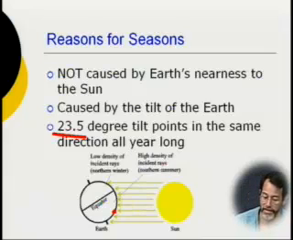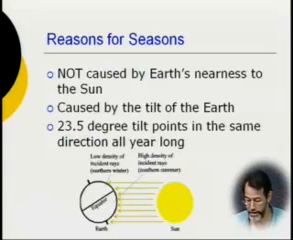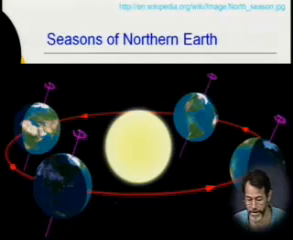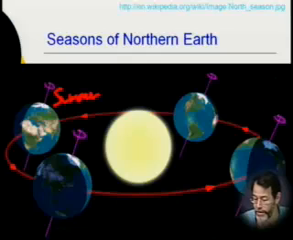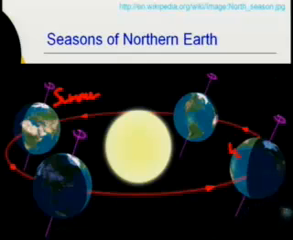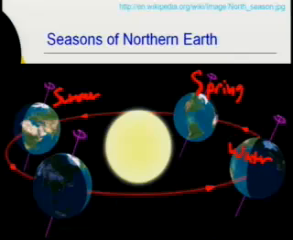The Earth is tilted 23.5 degrees relative to its orbit and the spin of the Earth. Here we see seasons in the northern hemisphere. Here the sun would be high in the sky. This would be summer. Here in the northern hemisphere, the sun would be low in the sky. This would be winter. And this would be between winter and summer, so this would be spring. And guess what this would be? Fall or autumn.